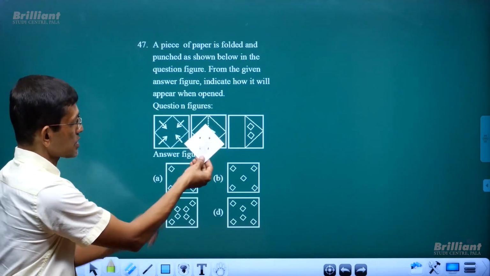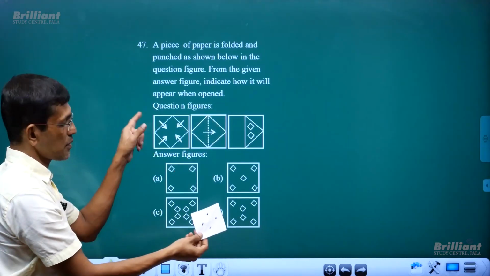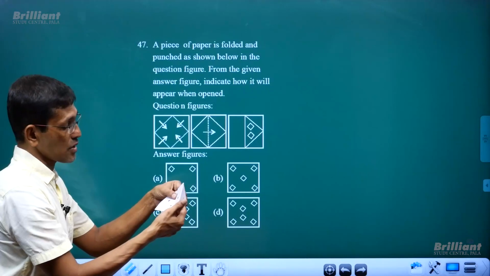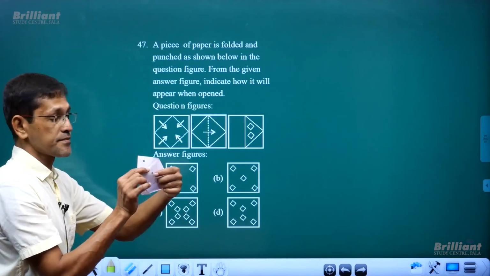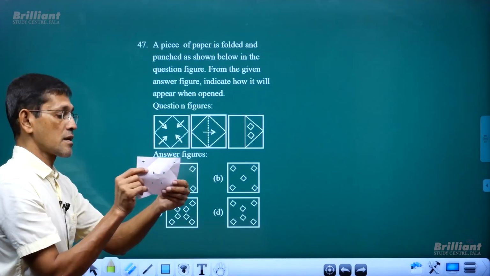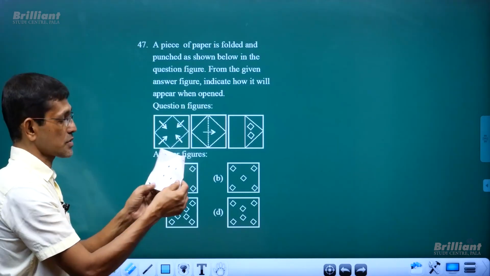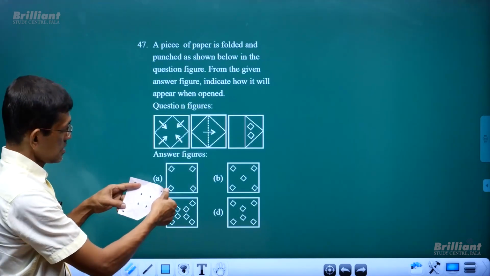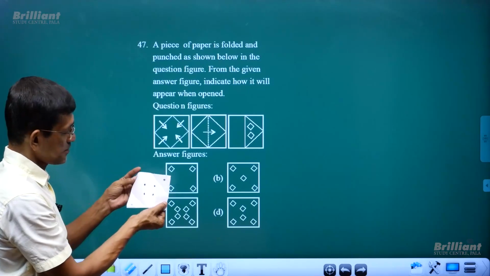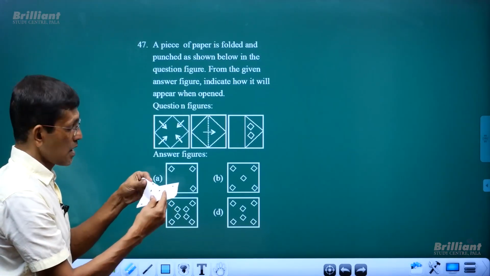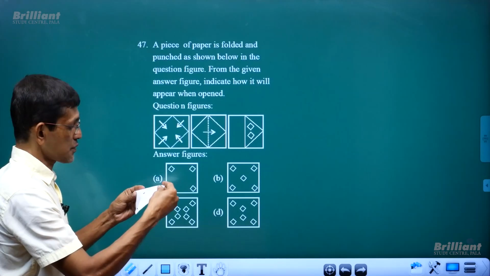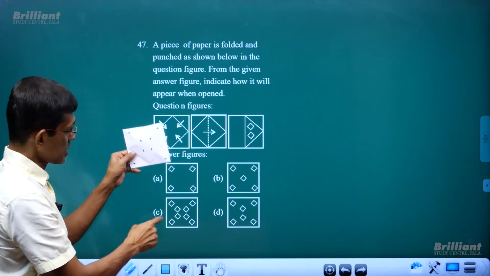And now we got the shape. And now we need to open the corners as well. So let's open the corners. When we open the corners, this is what we see. So what is it? And which is the image, which is the answer? So this is what it is.